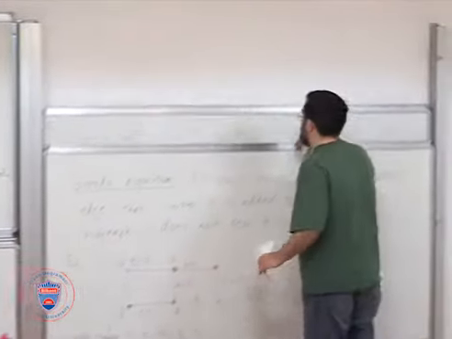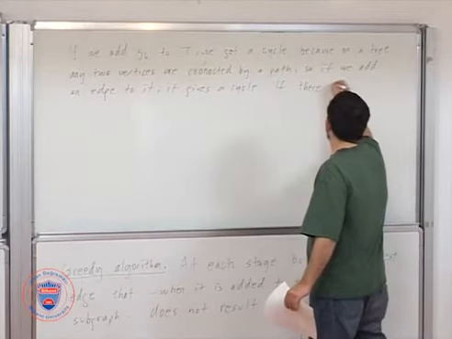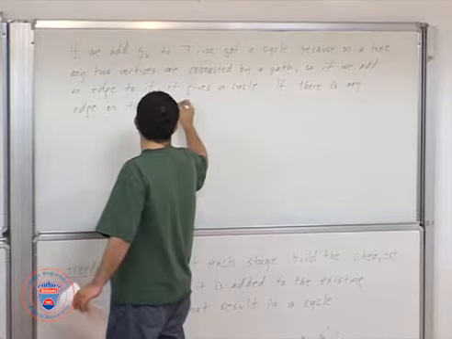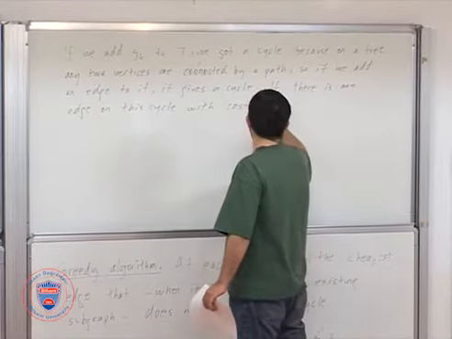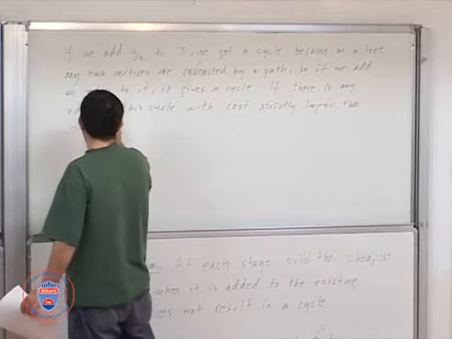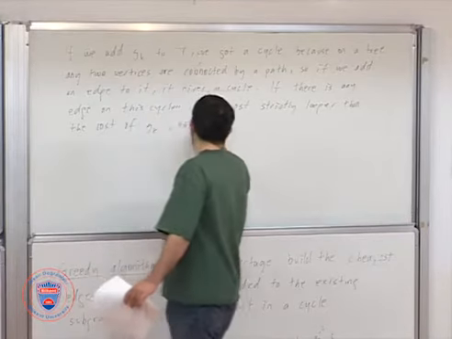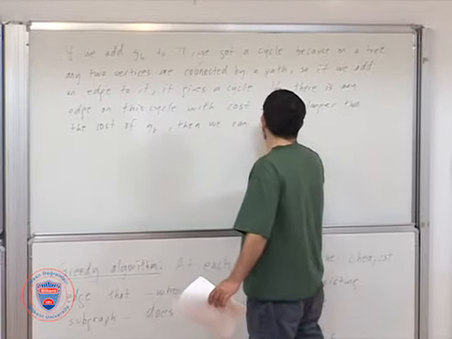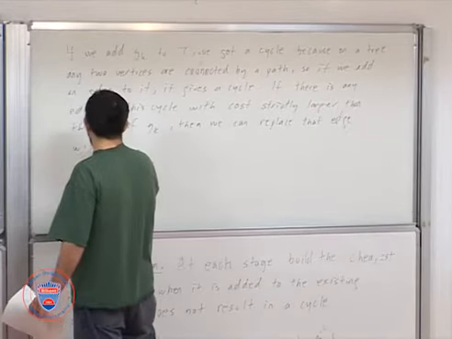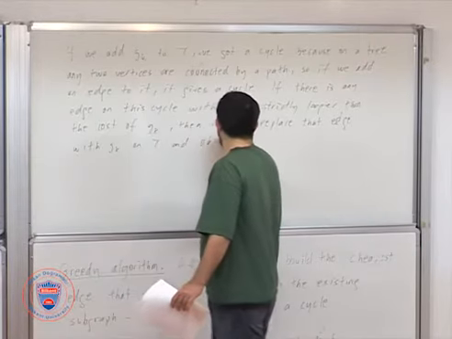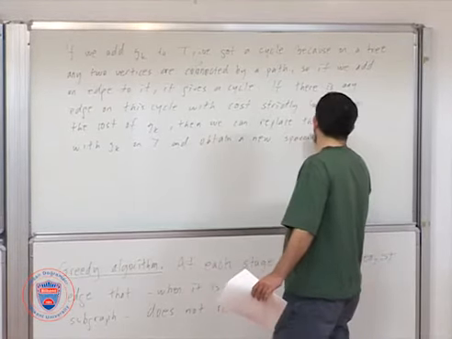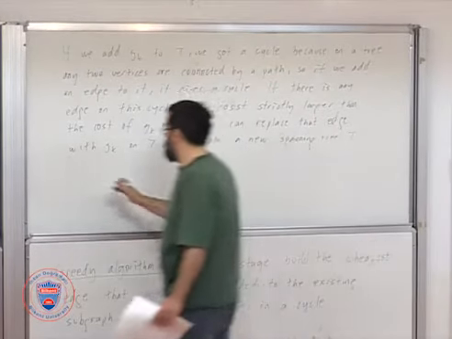Let me write this down. If there is any edge on this cycle with cost strictly larger than the cost of GK, then we can replace that edge with GK on T and obtain a new spanning tree, T prime, with lower cost.